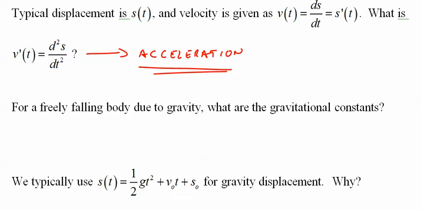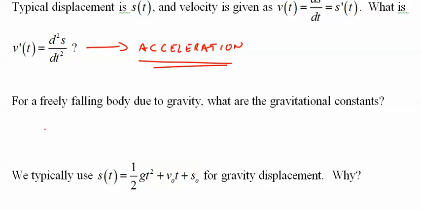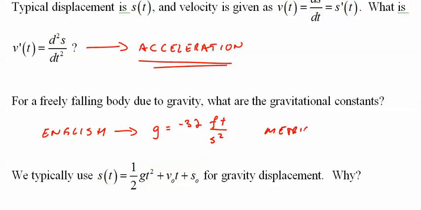If we are talking about English units, a body falls freely at, we'll call it g, negative 32 feet per second squared. If we're talking about metric, which I highly recommend everybody get used to because it's really very handy, we're looking at negative 9.8 meters per second squared.